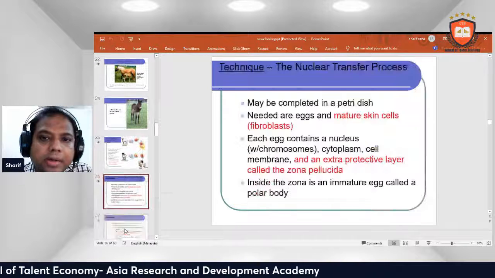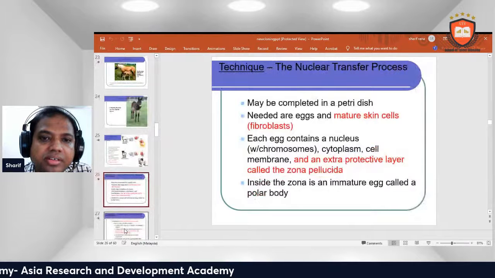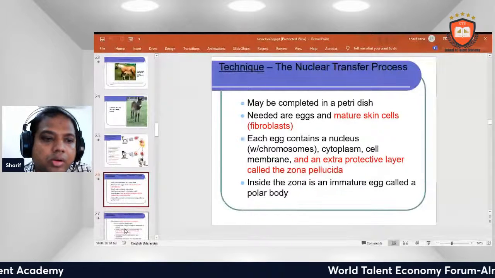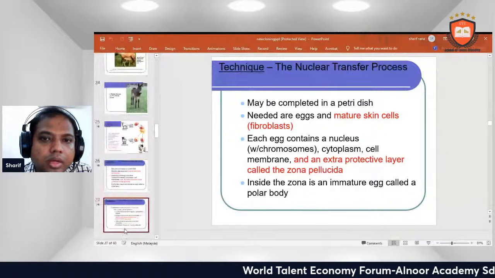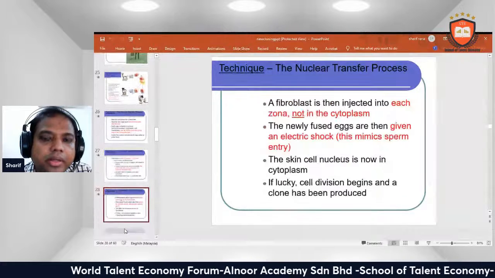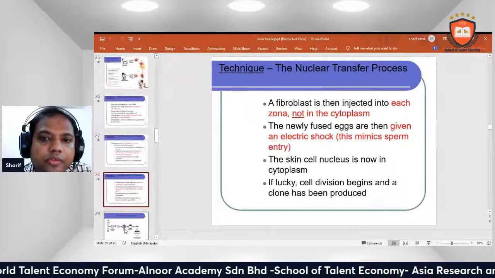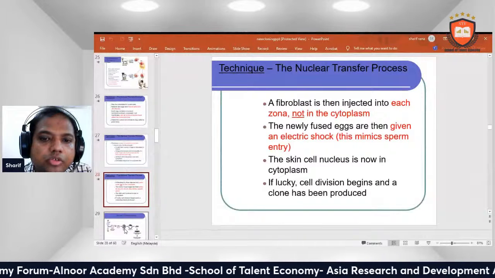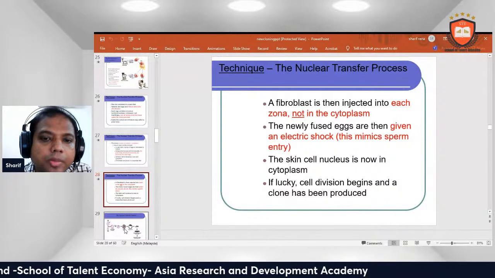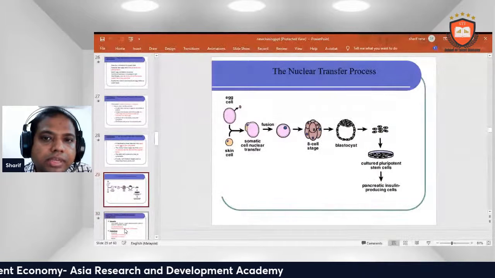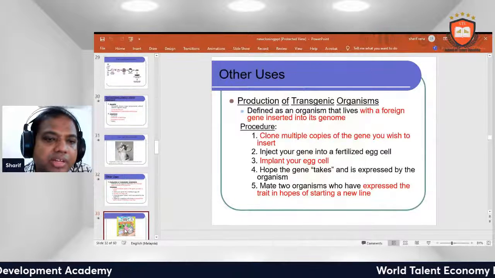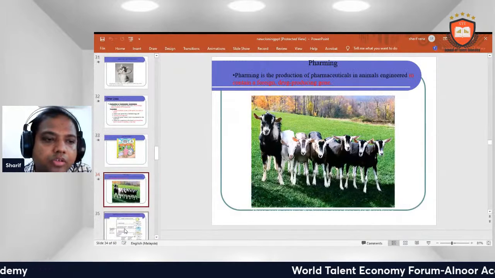It may be completed in a petri dish. Needed are eggs and mature skin cells. Each egg contains a nucleus inside of the zona, and an immature egg, called a polar body, contains a nuclear how to carry out the process and all the left in the zona. After the injection, the newly fused eggs are then given an electric shock, the skin cell's nucleus is now in the cytoplasm. The nuclear transfer process, the benefits, and many interesting aspects we can figure out.